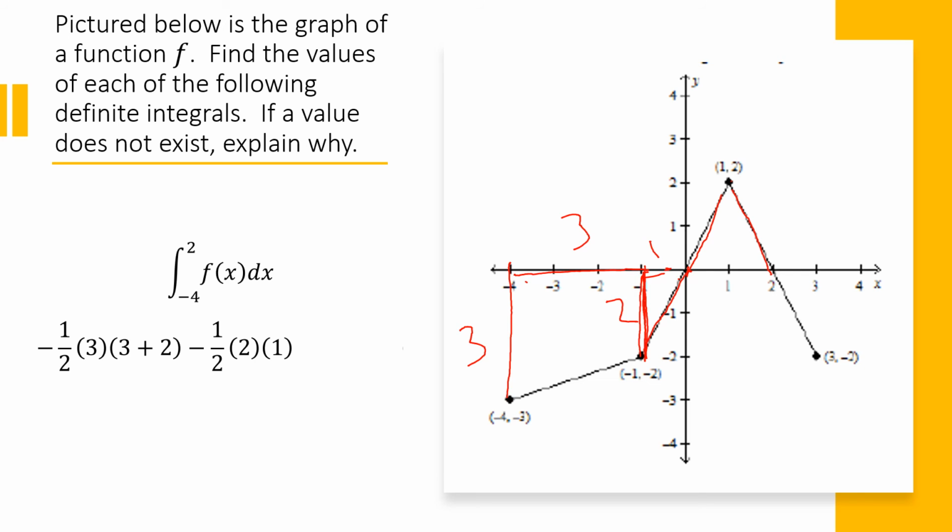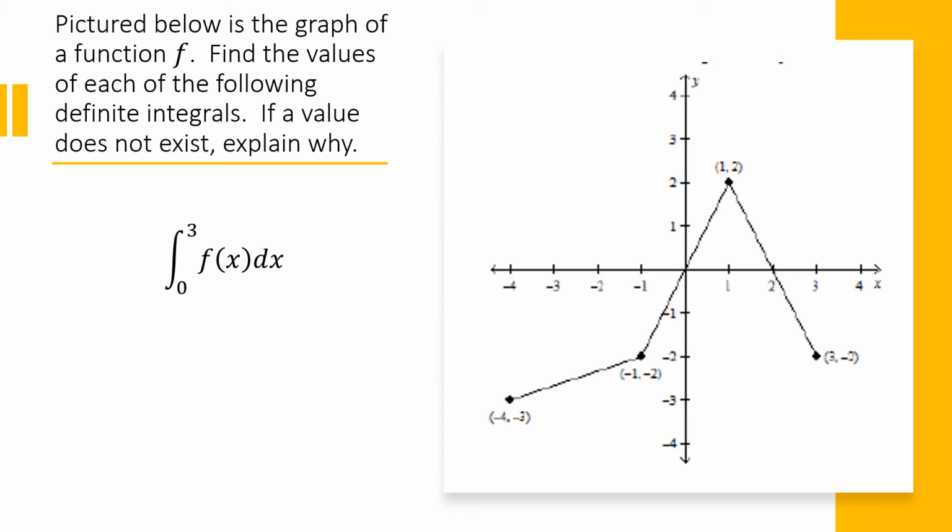And then for the last one, I have another triangle. So from 0 to 2, I have a triangle. So again, I'm using that 1/2 base times height formula, but it's going to be added because it's above the x-axis. So I'm going to say plus 1/2, a base of 2, and a height of 2. Now simplifying all this out, I get negative 15 over 2 minus 1 plus 2. And then cleaning that up, I get negative 13 over 2.